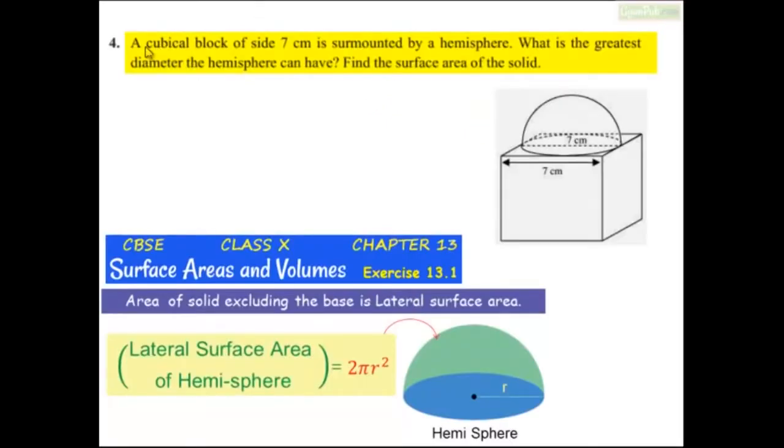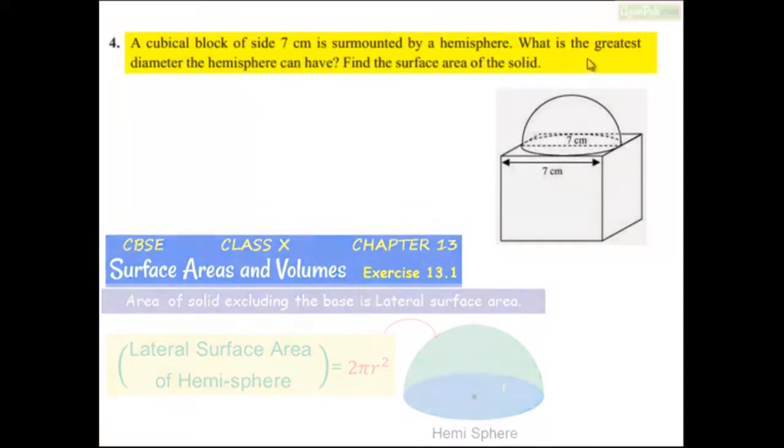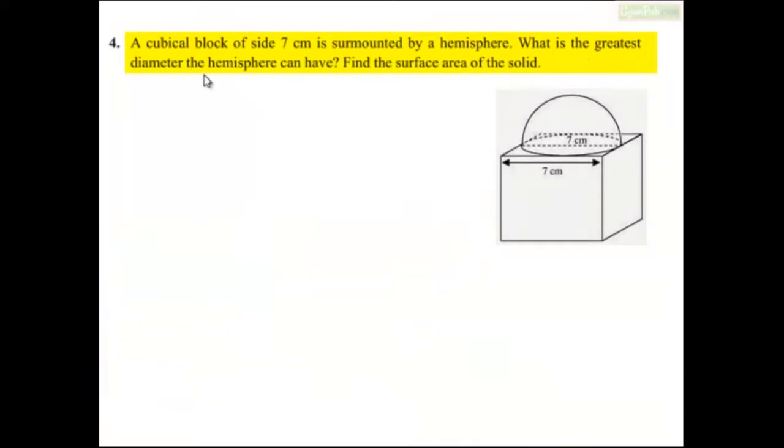Now let us discuss the fourth question. A cubical block of side 7 centimeters is surmounted by a hemisphere. What is the greatest diameter the hemisphere can have? Find the surface area of the solid.